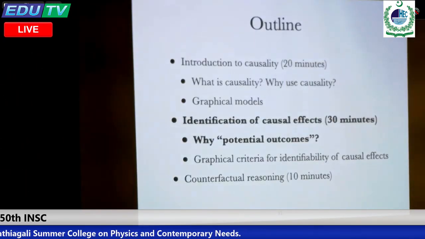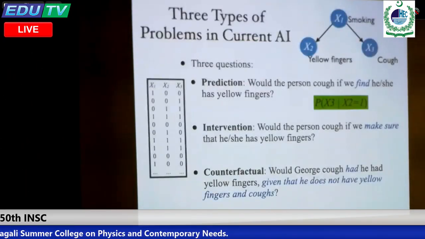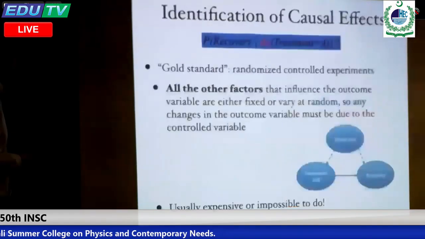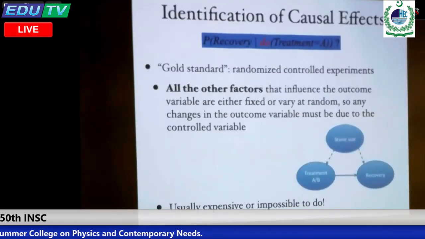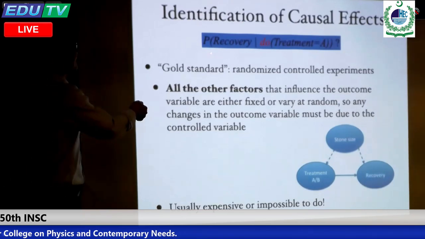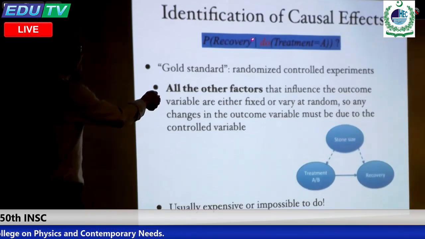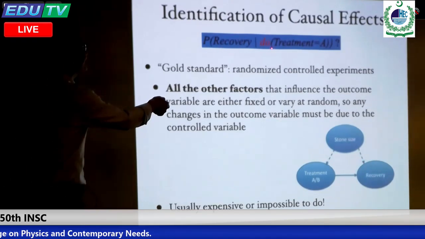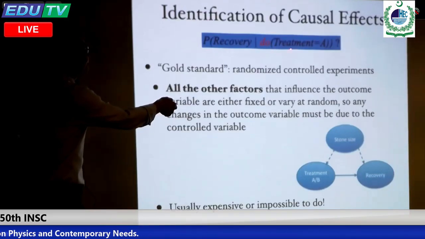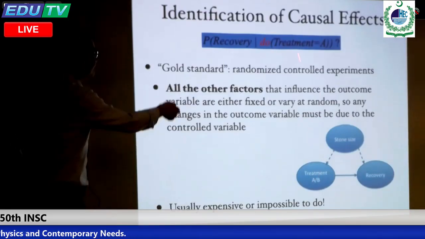Okay, so now let's go to the next part. Let's have a very quick look at identification of causal effects. The second one, right? We try to answer the second question. So what do we mean by causal effect? Basically, a fundamental way to define causal effect is to write down the probability of the target variable, say recovery, given the intervention on the variable you want to change, the treatment.